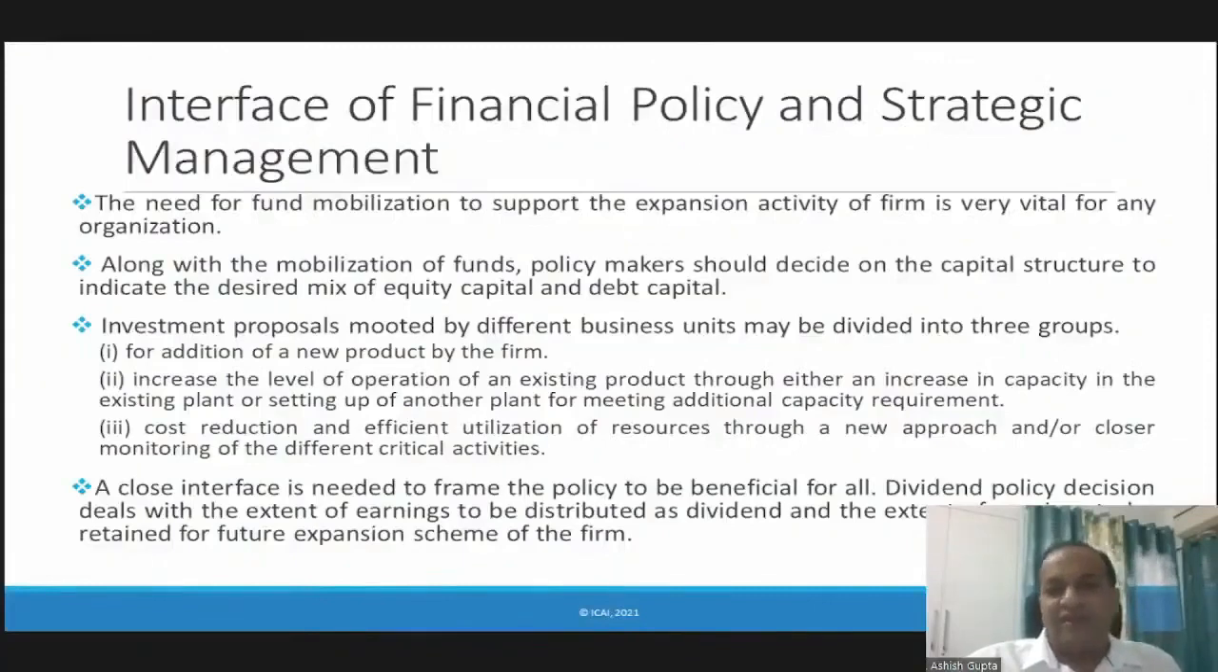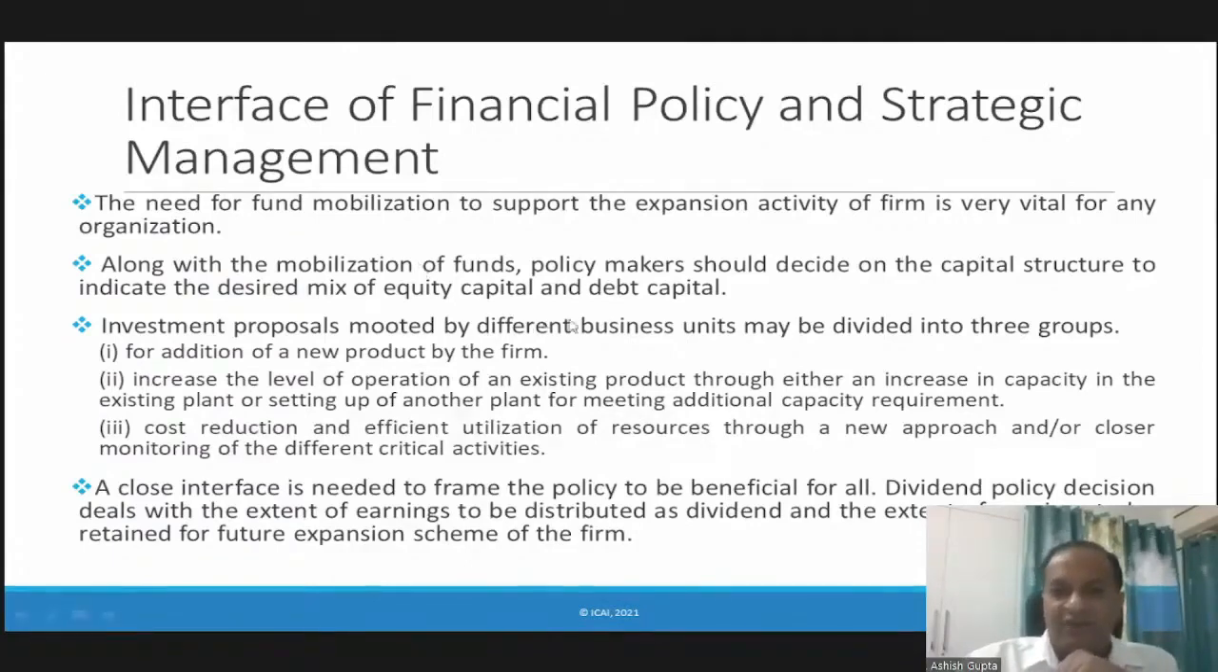So we can see that ultimately, when we talk about financial policy and strategic management, it is a combination of various decisions, like what should be our capital structure, that is, the desired mix of equity and debt capital. If you recall from your intermediate, you have to design the capital structure in such a way that your cost is minimized, and there are some theories like the net operating income approach, the net income approach, and the Modigliani Miller approach. So there are some approaches.